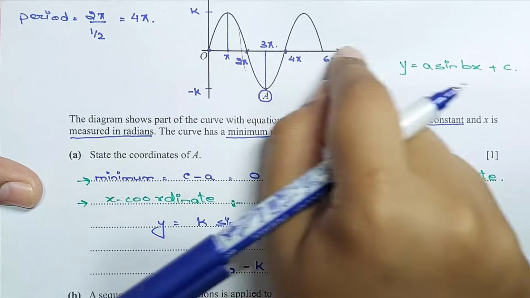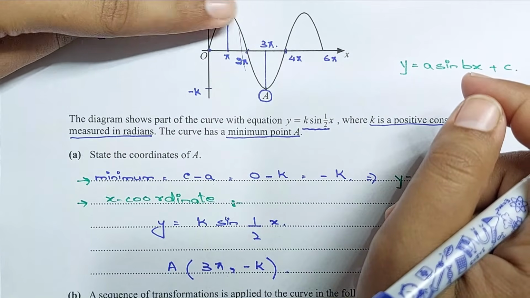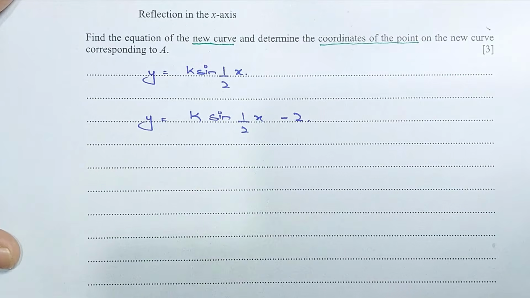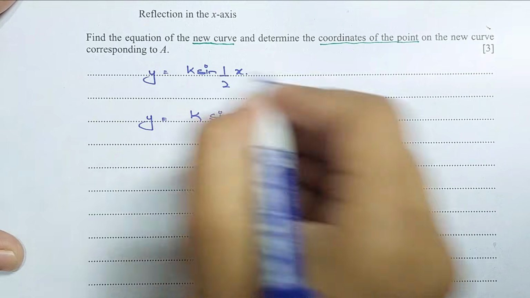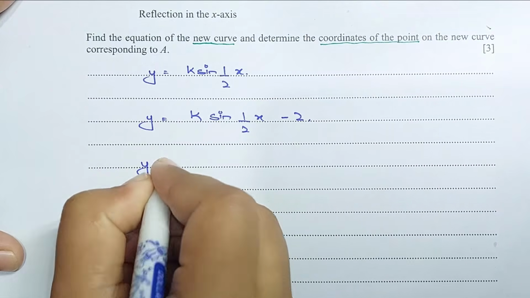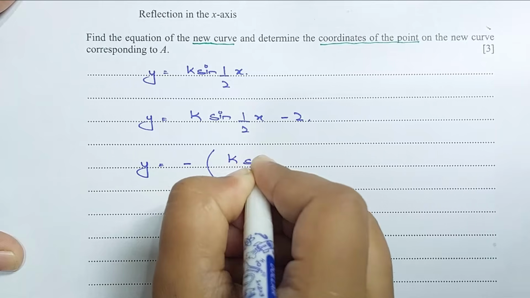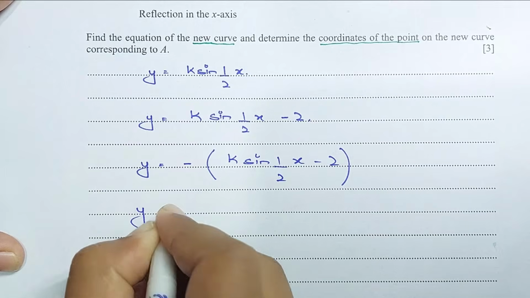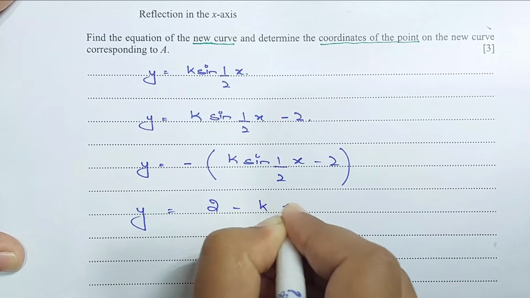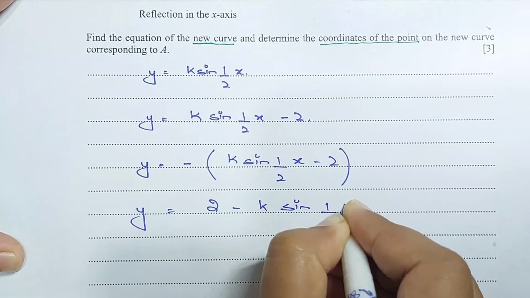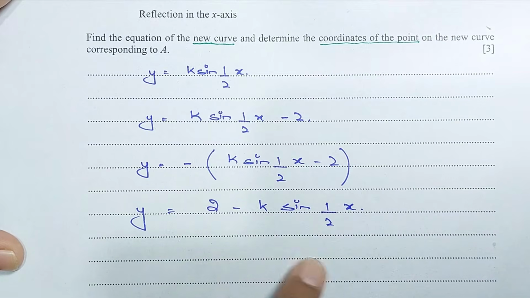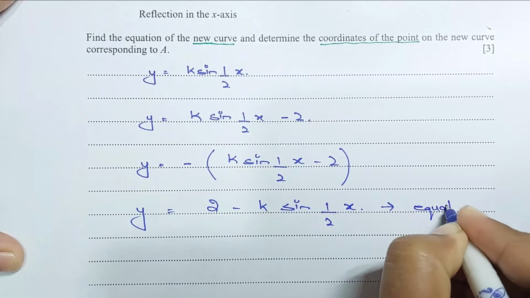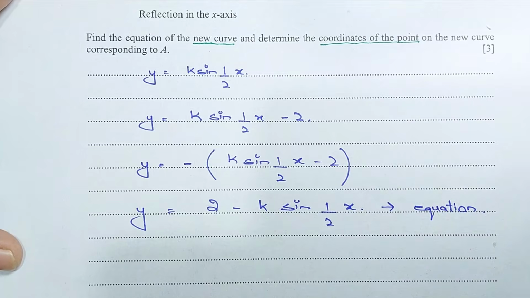This is the x-axis. When we are doing reflection of this to the x-axis, it means the y coordinate changes, the x coordinate stays the same. So y becomes negative. So this whole y becomes negative. So y equals negative of k sine half x minus 2. So y equals 2 minus k sine half x. So that is the equation of the new curve after applying a series of transformations, right?